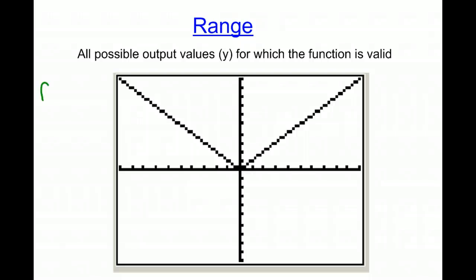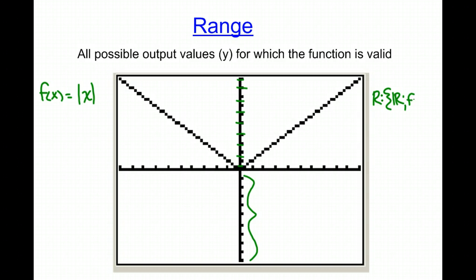Looking at the parent function, f of x equals absolute value of x. We look at our y values. We see that there are positive y values. There is a 0, but we are missing all of these negative values. So our range for this function will be all real numbers such that f of x is greater than or equal to 0. Because it can be equal to 0 at this point. We do have a value at that point.